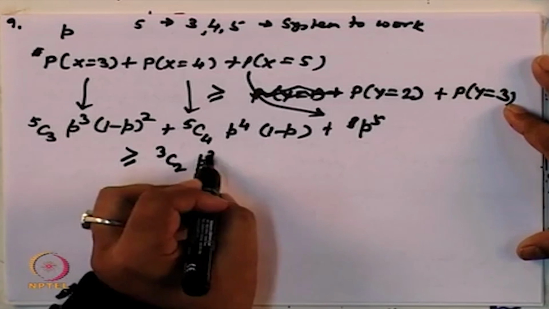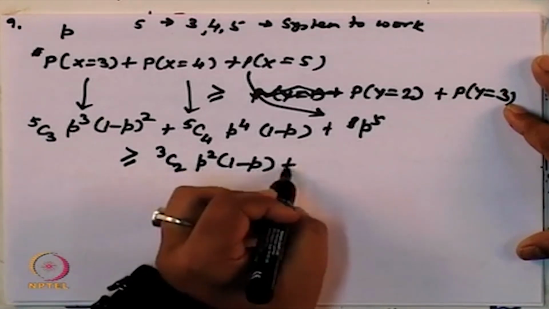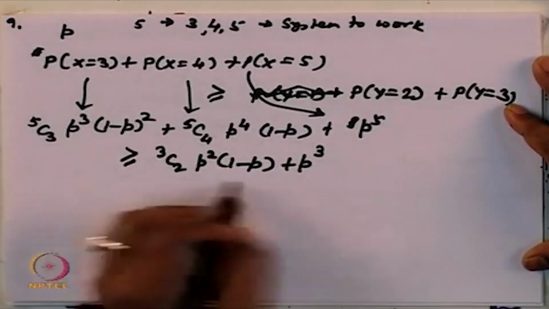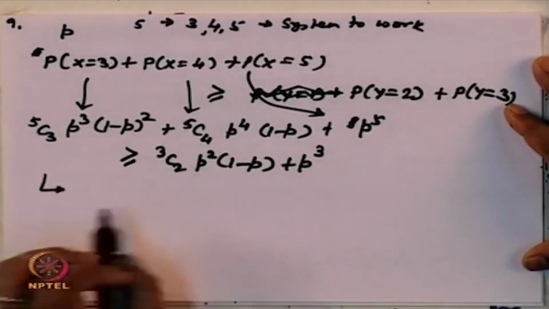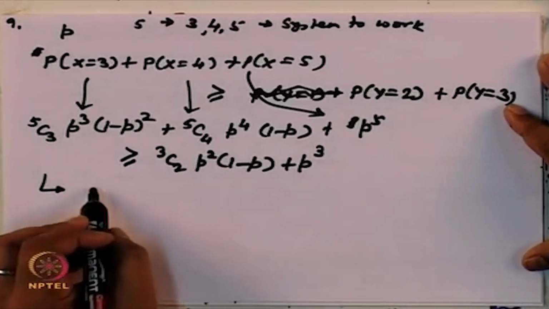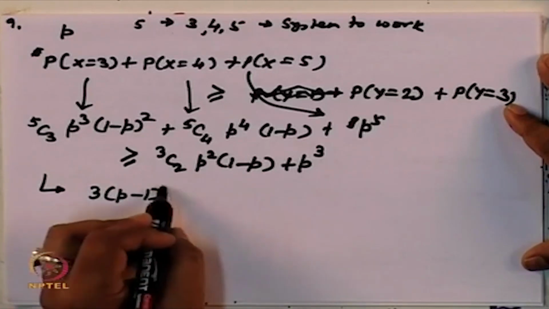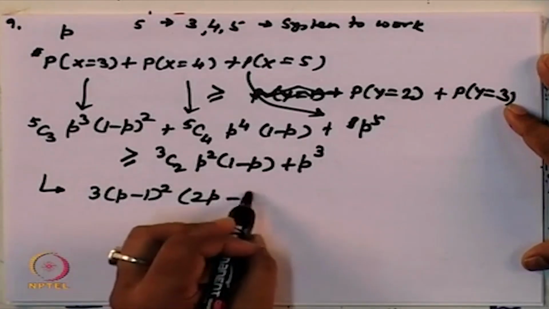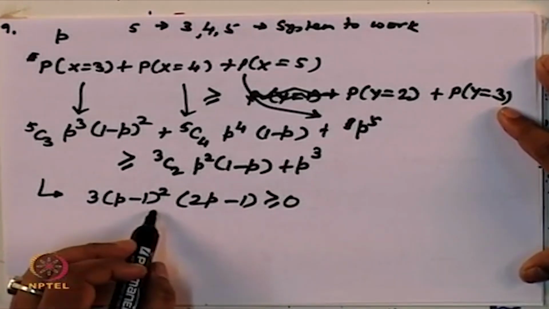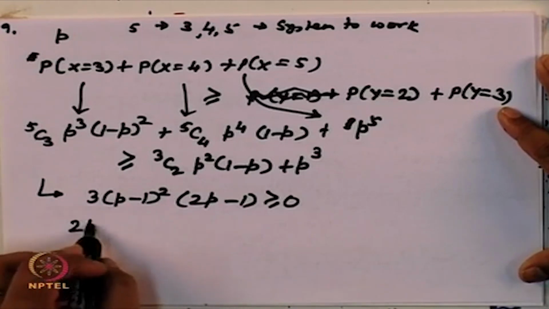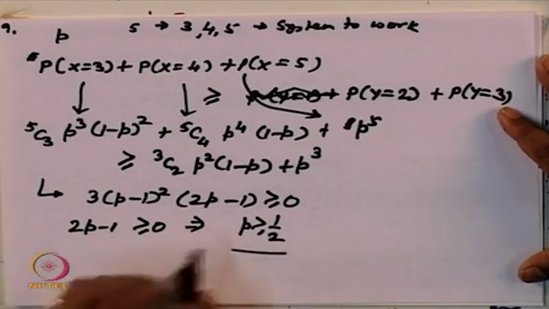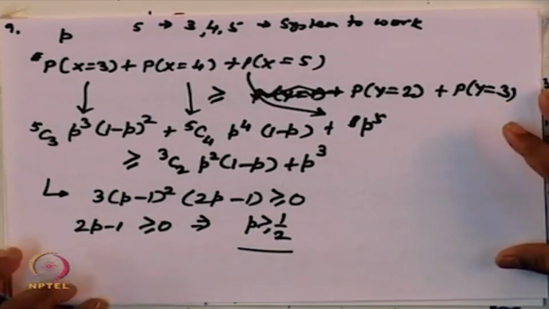3c2. Okay. So, you can simplify this particular equation. You see you have at least p cube terms common across the board. So, you can rewrite this equation as 3 into (p minus 1) whole square into (2p minus 1) greater or equal to 0. Okay. So, p greater or equal to 1 is of course not possible. This implies that 2p minus 1 greater or equal to 0, implying p greater or equal to half. Okay. So, this is the answer.